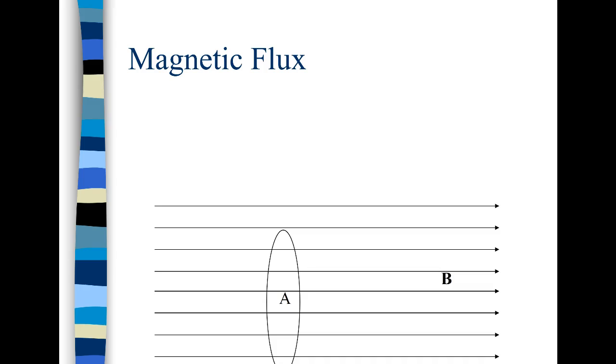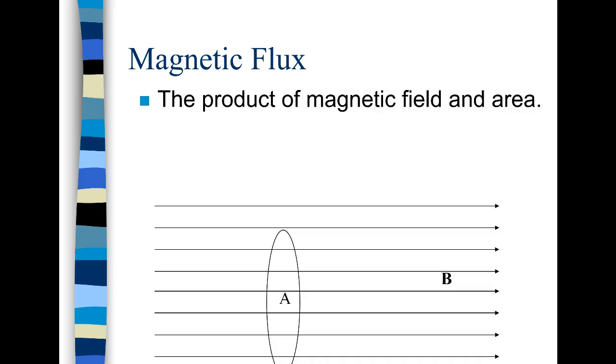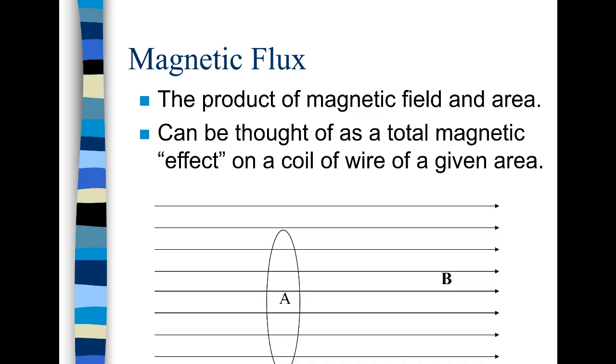So you might recall in a prior lesson we talked about the magnetic flux of a magnetic field passing through an area A. And so magnetic flux is simply the product of the magnetic field with that area. You could think of it as the total magnetic effect on a coil of wire of a given area.